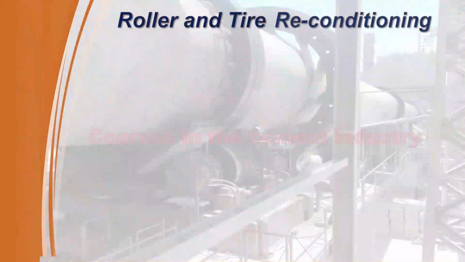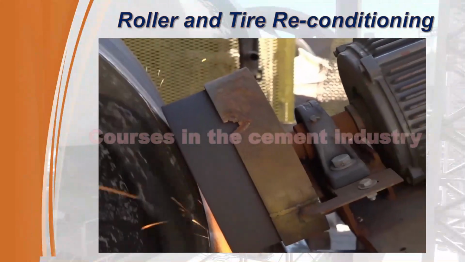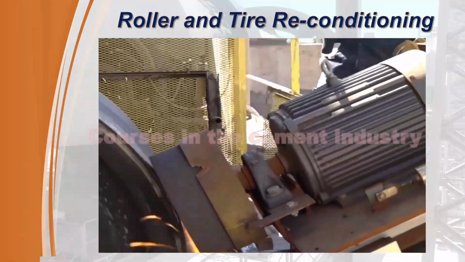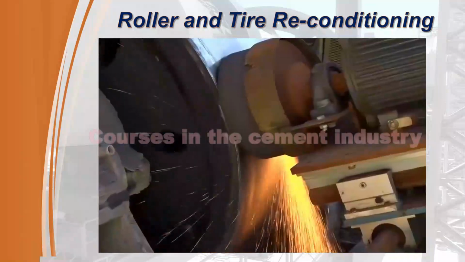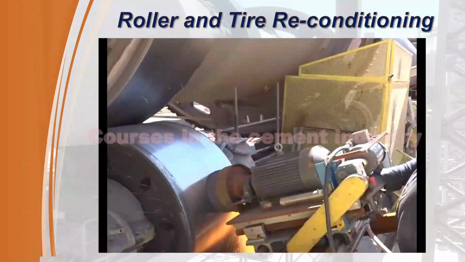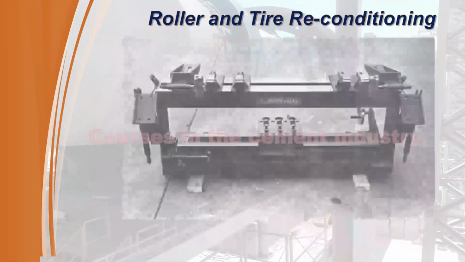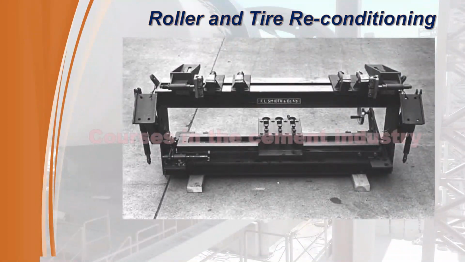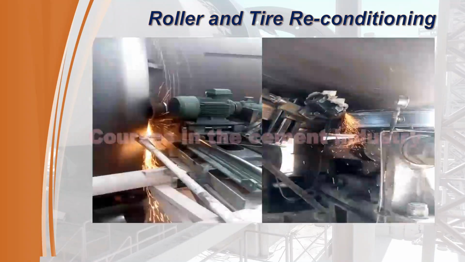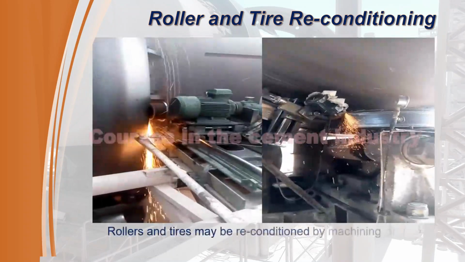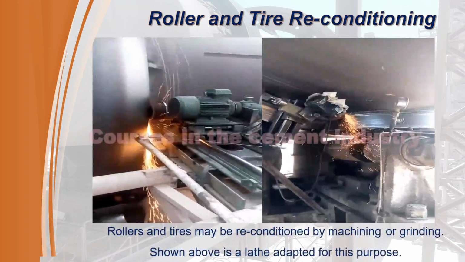Roller and tire reconditioning, grinding or resurfacing, is an excellent preventative maintenance measure that can keep your tires and support rollers in good condition, avoiding unnecessary damage, loss of production and downtime at your plant. In these figures we see there are many different shapes of tire grinding machines and rollers. Rollers and tires may be reconditioned by machining or grinding. Shown above is a lathe adapted for this purpose.